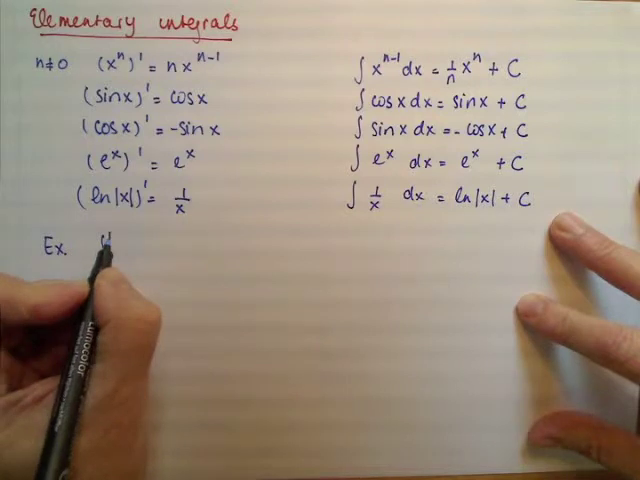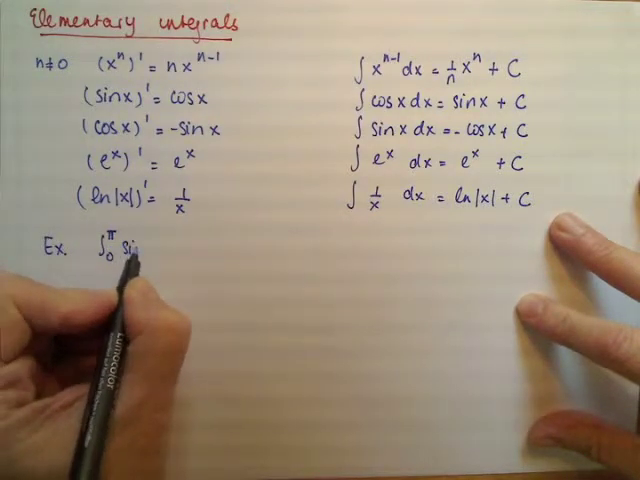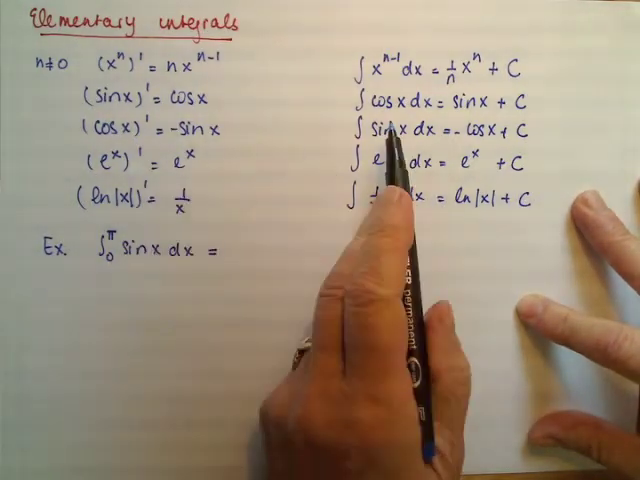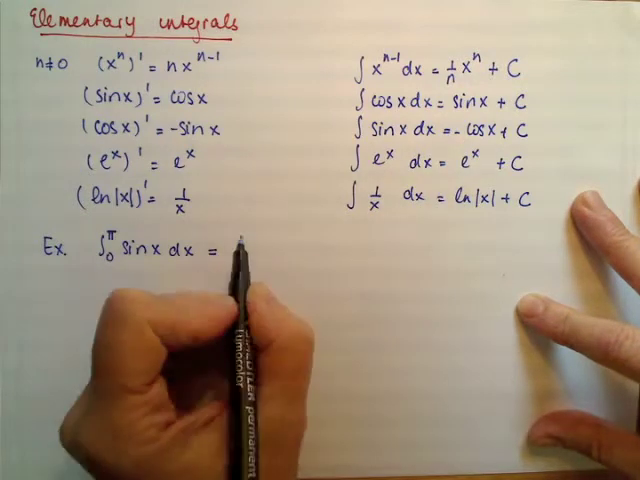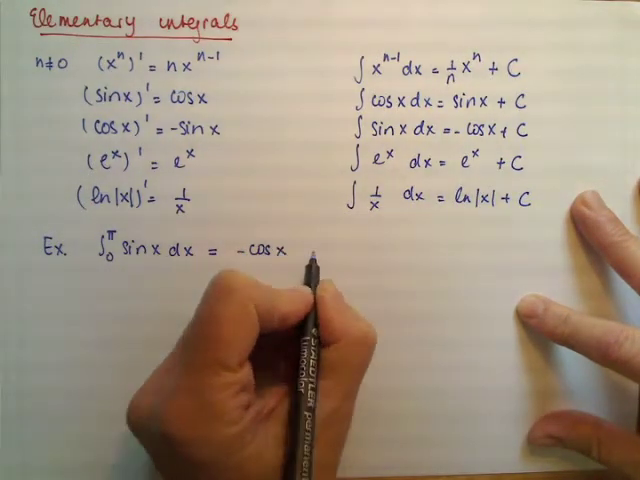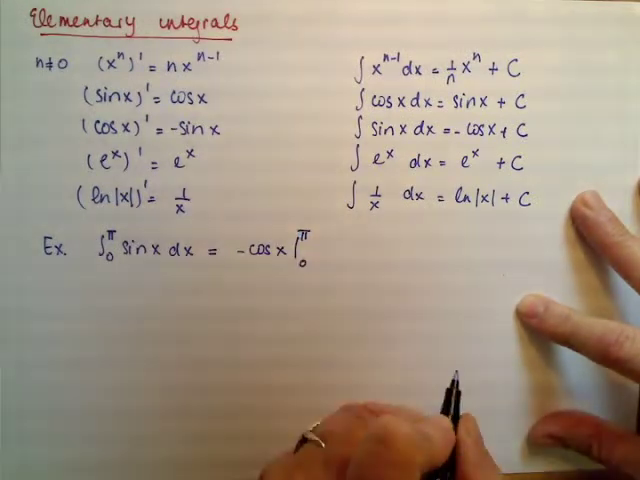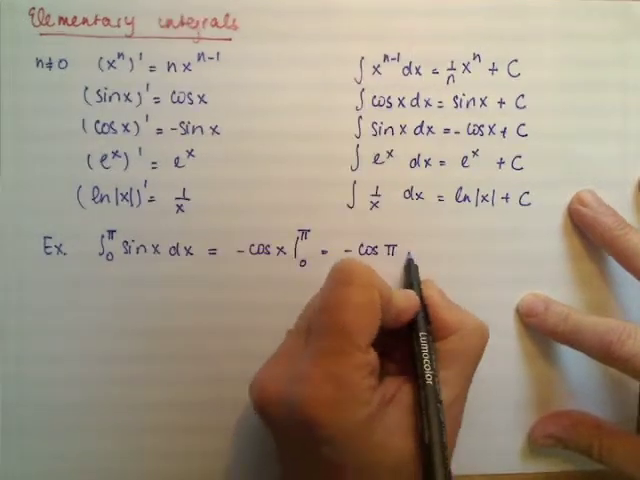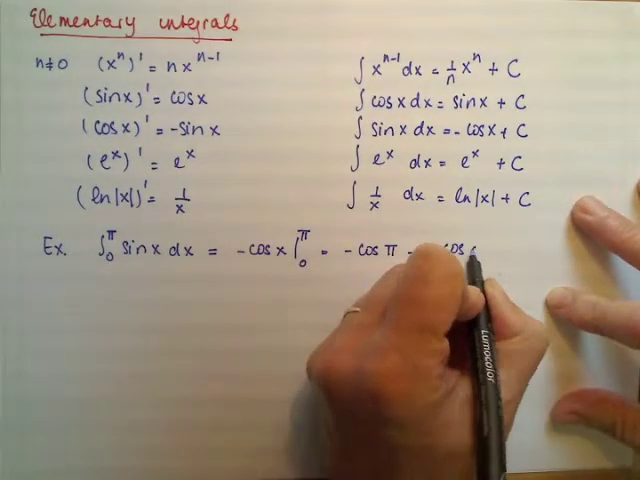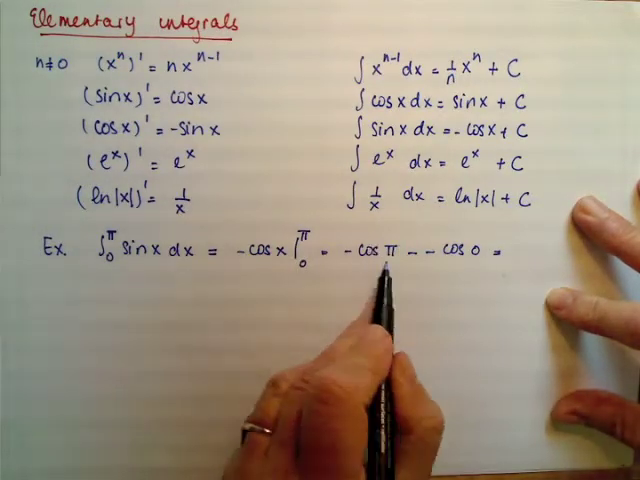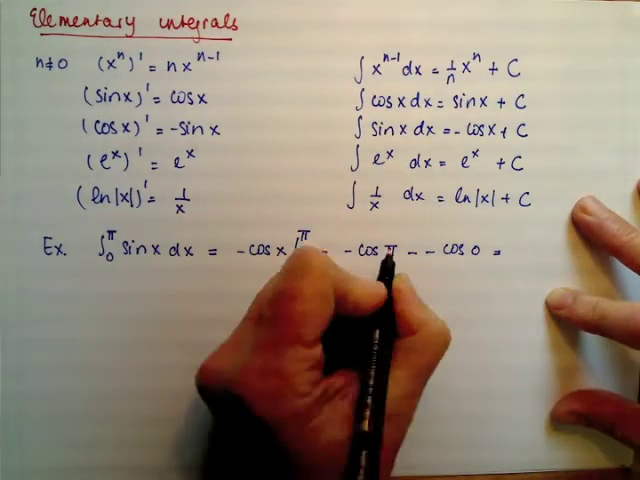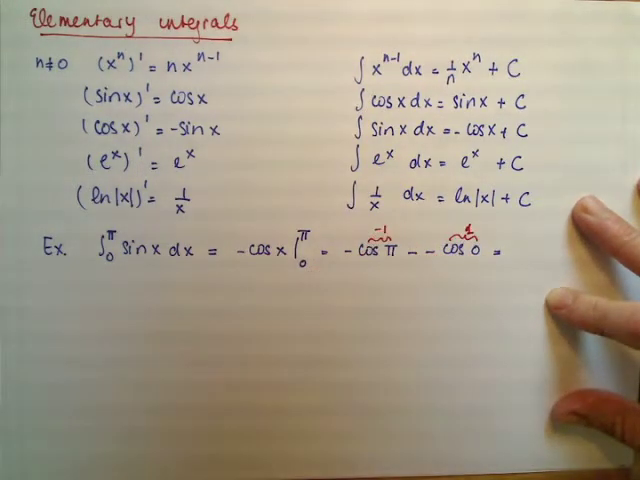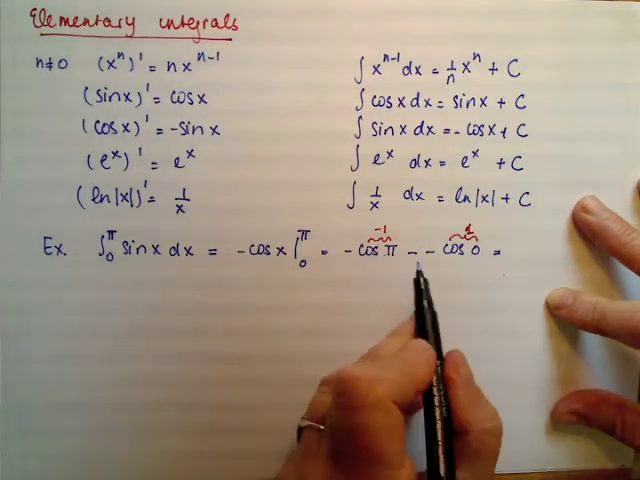Suppose we want to calculate the integral from 0 to pi of sine of x dx. Then we look at this list, or we think a little bit. We see that the primitive is minus cosine of x evaluated between 0 and pi. So we get minus cosine of pi minus minus cosine of 0. The cosine of pi is minus 1, and the cosine of 0 is 1. So we get 1 plus 1, which is 2.